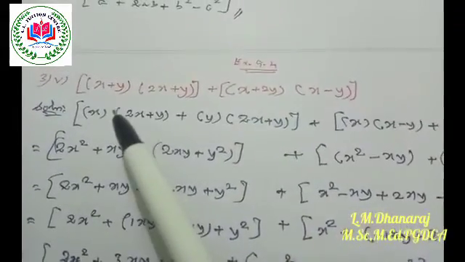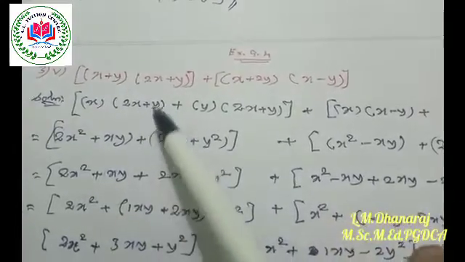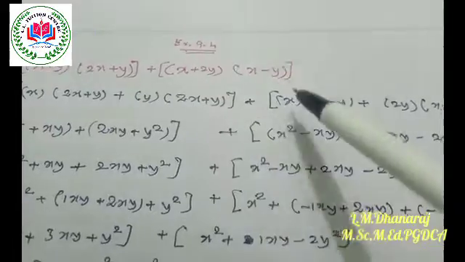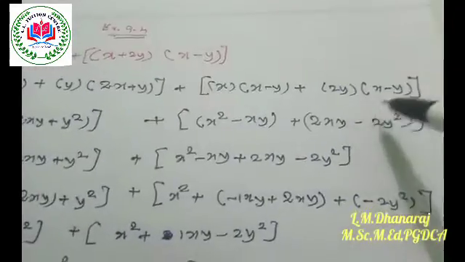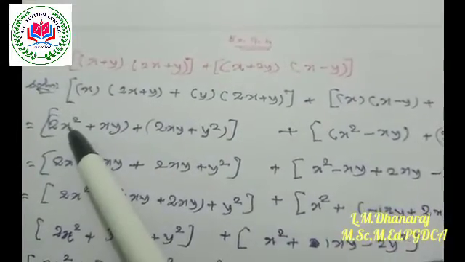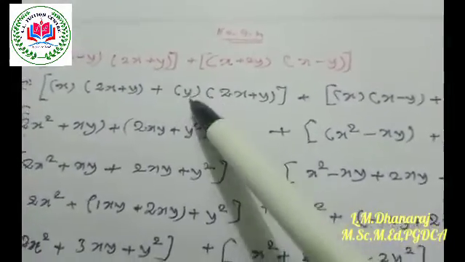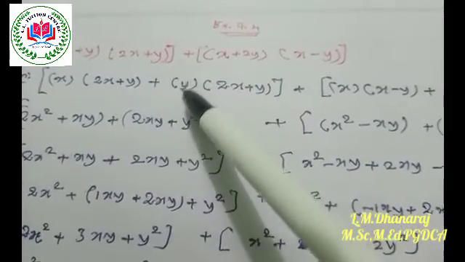Exercise 9.4, third Roman letter, the fifth subdivision. We have to multiply these two terms and we have to add. So first one is x into (2x plus y) plus y into (2x plus y). So x into 2x is 2x square, then x into y is xy. Here y into 2x is 2xy and y into y is plus y square.